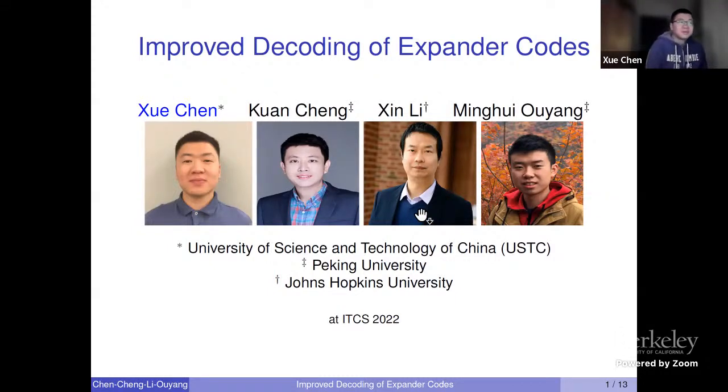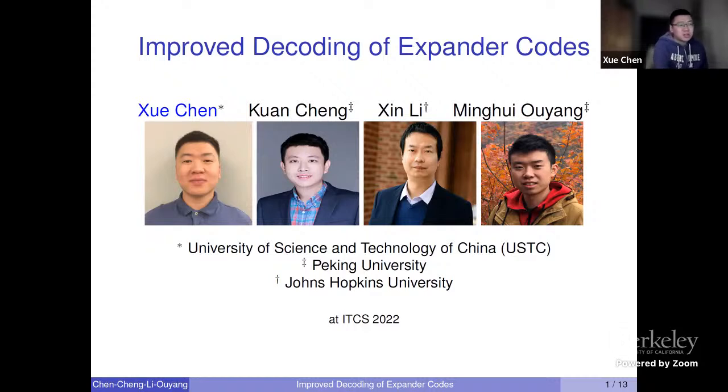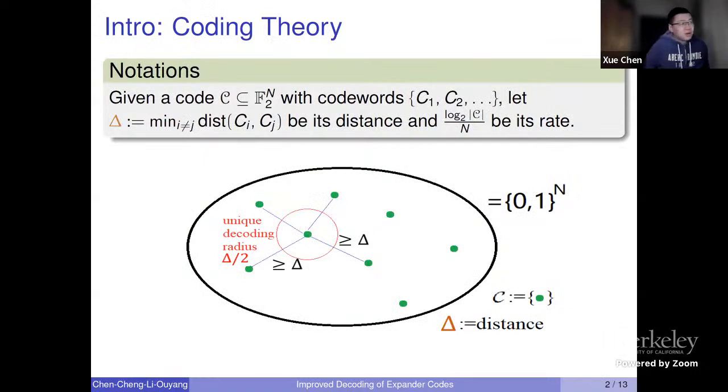Okay, thank you. So our next speaker will be Chen from the University of Science and Technology of China. And he will talk about, I think, a very surprising result that improves the well-known parameters of expander codes. Thank you for the introduction. So hello everybody. Today I will talk about improved decoding of expander codes. This is based on joint work with Kuan from Peking University, Shutty from Johns Hopkins, and Minghui Ouyang from Peking University.